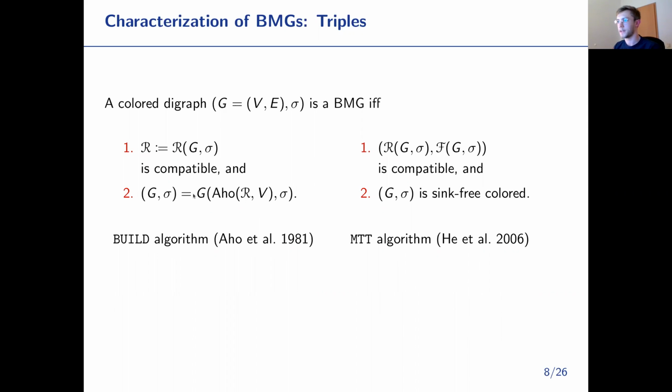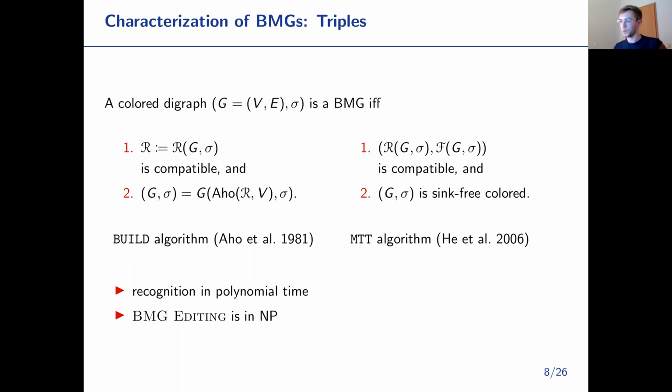And then if this is compatible, in the second step, we only have to check whether the BMG G of this tree is equal to the original graph. And then we get that your original graph was a BMG. This is also kind of trivial because this is the BMG of a tree, so it must be a BMG by definition. And the second possibility is that we look at both the informative and the forbidden triples and have to check whether this pair is compatible, where here compatible means that is there a tree that displays all of those triples and none of those. And for this task, there's also a polynomial time algorithm called MTT by He et al. And whenever this pair is compatible, then we only have to check if the graph is sync-free colored. So does every vertex have an out neighbor of every other color? And then this thing is also a BMG.